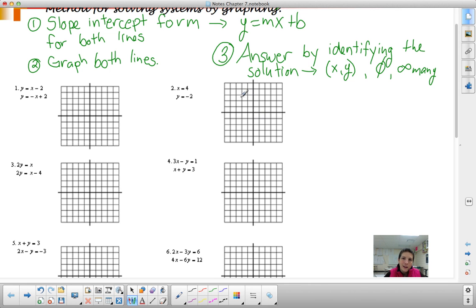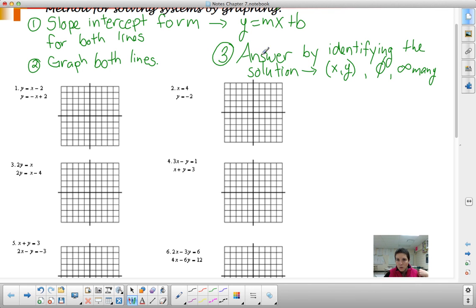I'm sorry, I had some computer stuff going on here. So to recap, you're going to put both lines into slope-intercept form. Remember, that's y equals mx plus b. Again, do it for both lines. Then you're going to graph both lines. Again, two easy steps. The third step is the most important one, and it's the one that's going to be the same for the entire chapter.